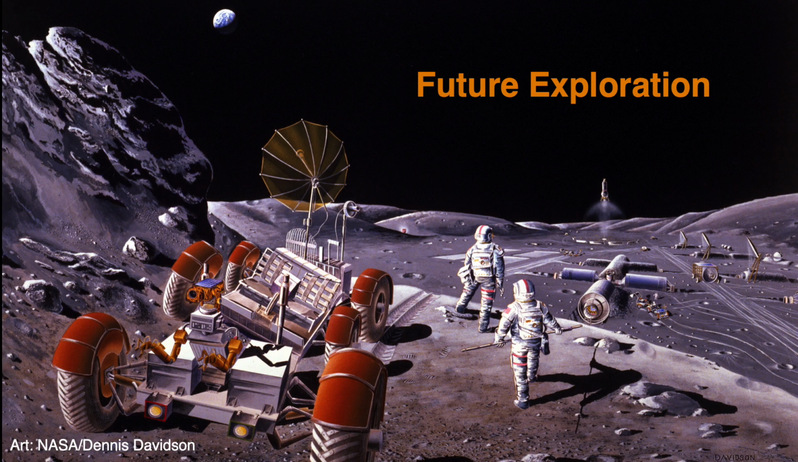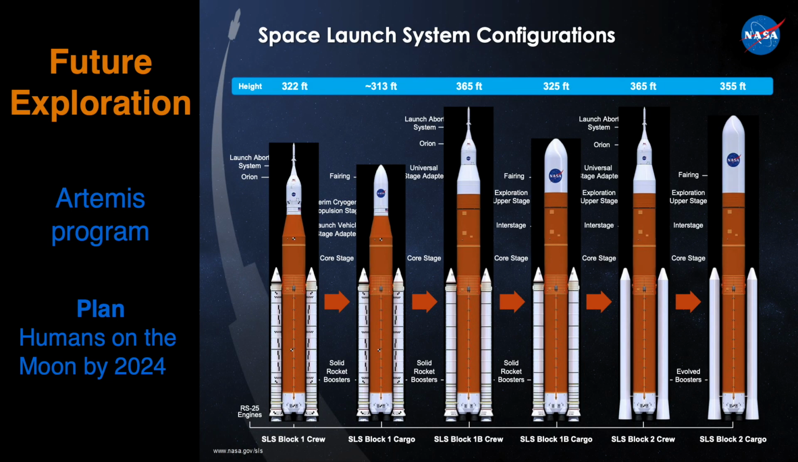Now let's briefly consider some of the plans for future human exploration of the moon. Let's start with NASA. NASA's current plan for future human exploration of the moon is called Artemis. The plan is to land humans on the moon by 2024. The Artemis program relies heavily on a new rocket that is in development. The Space Launch System, much like the Saturn series of rockets, is a series of rockets that will be developed over time. There will be a crew version to carry astronauts and a cargo version to carry equipment and supplies. Over time, there will be improved versions for each, culminating with the Block 2 designs.